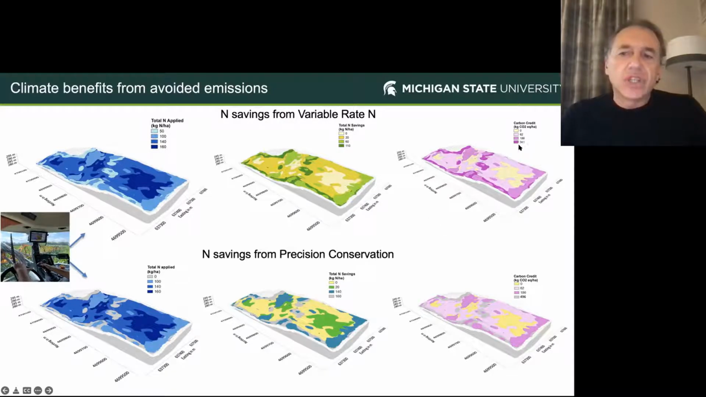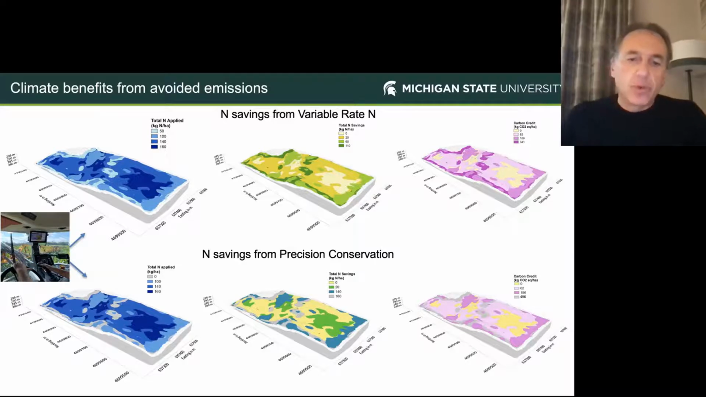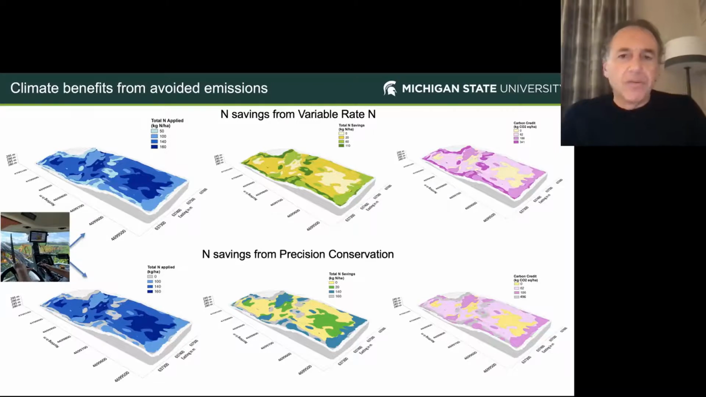And that can be converted into how much CO2 equivalent has been reduced in the form of N2O, even using Tier 3 examples of N2O emissions. But if you were to use precision conservation, not even putting 50 but using 0, then you'll see that in those areas you save 160, which is about 500 kg of CO2 equivalent per hectare, which is even more than what a very good cover crop basically gives.